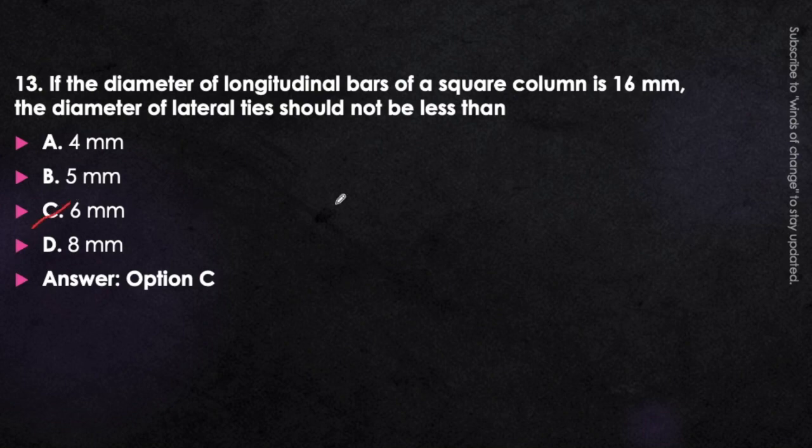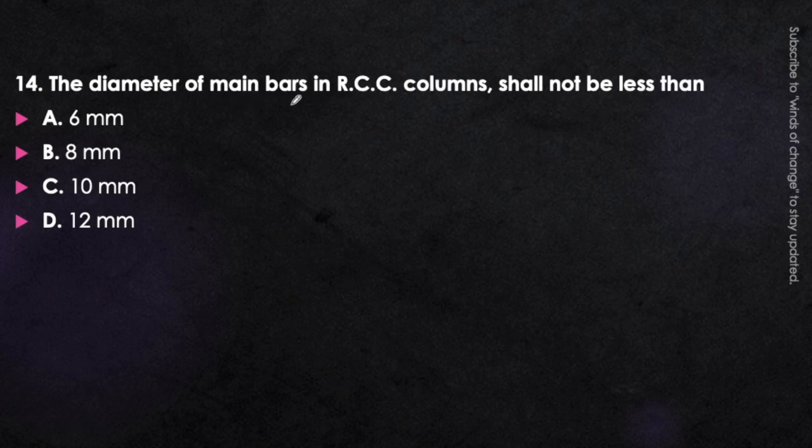Okay. Next question. The diameter of the main bar in an RCC column shall not be less than 6 mm, 8 mm, 10 mm or 12 mm. What will be the answer? It is a very easy question. In case of the RCC column, the minimum diameter of reinforcement bar has to be 12 mm. That is option D will be the correct answer.